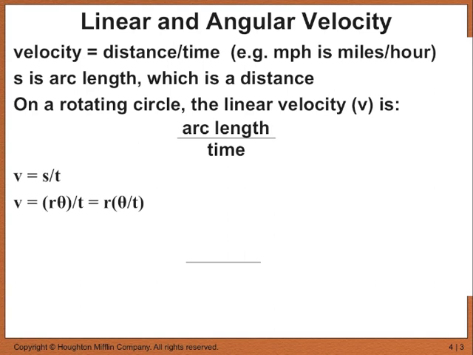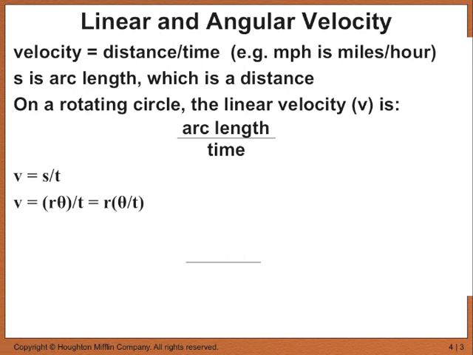V equals r theta over t. Now, why? Why is it r theta over t? Because s equals r theta, and so I can just put r theta in for s. We've already demonstrated that. And so v equals r theta over t. And because multiplication and division are associative, and I don't know if you remember that from Algebra 1, but you basically do them in order from left to right, so it doesn't matter where you put the parentheses when you just have a bunch of multiplications and divisions. Well, then r theta over t is the same as r times theta over t.